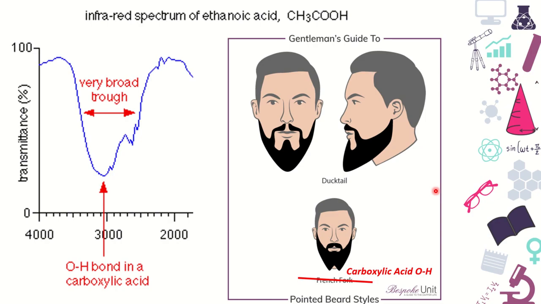The other one here, this is not a nice example to show the carboxylic acid. We call it the beard version. So you can see a poorly cut out beard shape. It's a very broad spectra, so that shows you it does absorb a large range of infrared radiation.